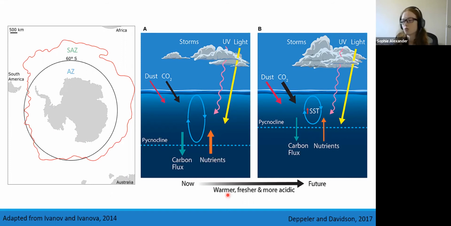But looking into a warmer, fresher, and more acidic future of the Southern Ocean and the oceans in general, we're expecting to see more dust and CO2 coming in, higher sea surface temperatures, less mixing, which results in less carbon going down to the seafloor and more nutrients coming back up. So hence, looking back in time 45 million years ago when it was much warmer than today can help us understand how these changes in the future might influence these unique ecosystems.